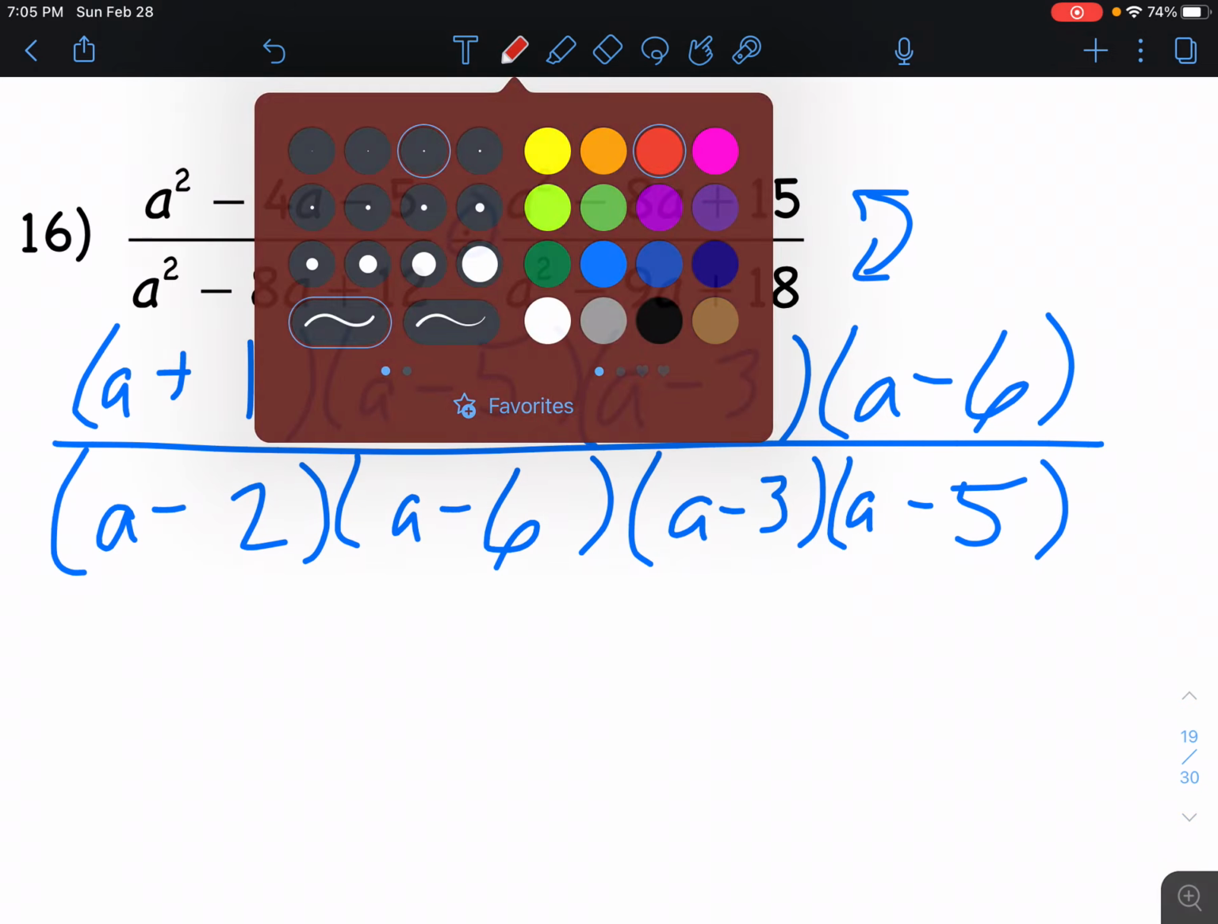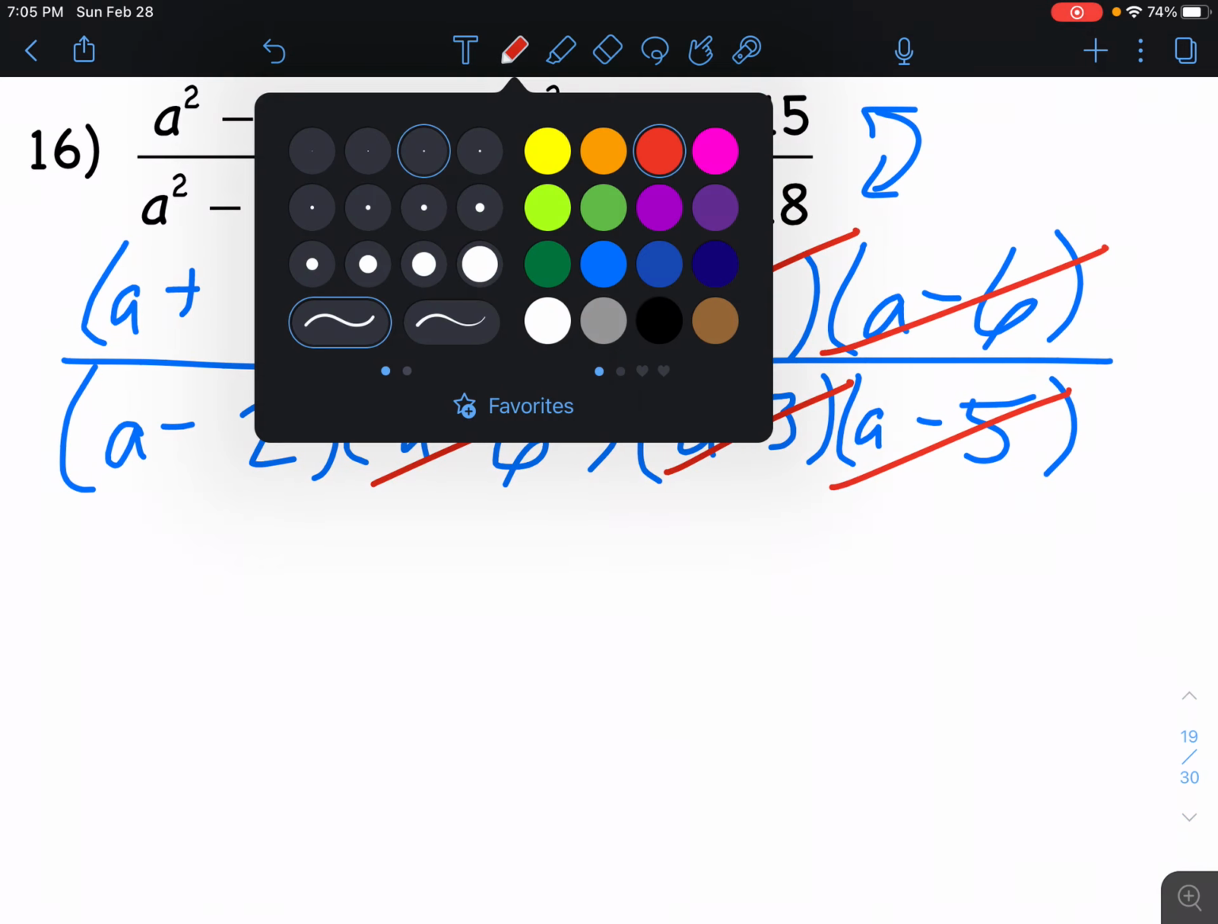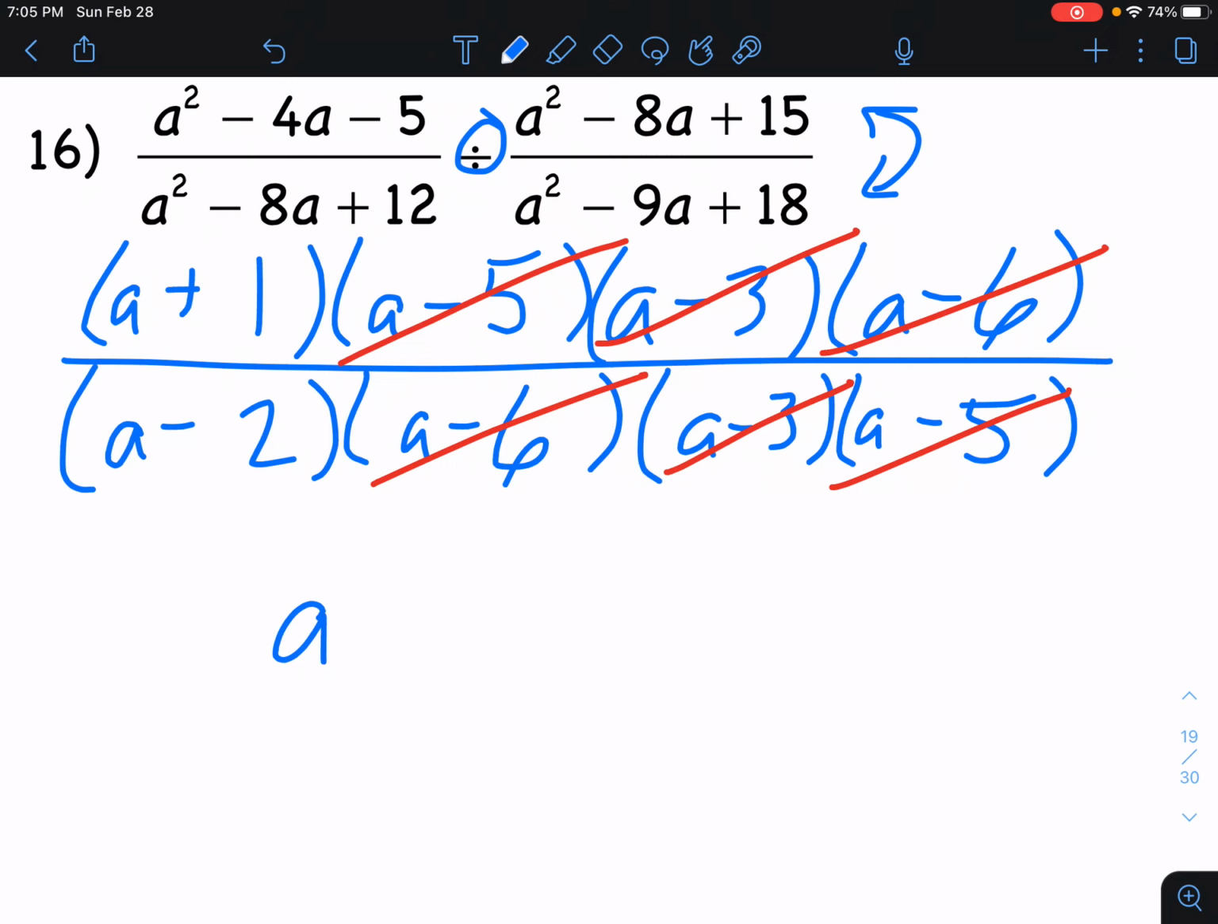Everything's factored. Now it's time to cut some stuff out. A minus 5s, a minus 3s, a minus 6. And that's it. What's left? A plus 1 over a minus 2.